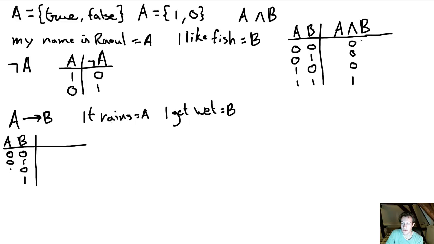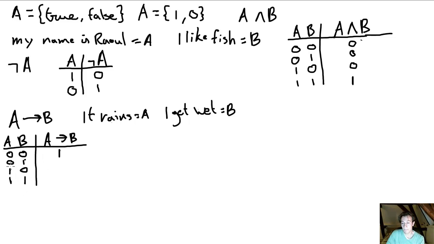I'll just always write it like this. This is 1, 1. Okay, and then we have A implicates B. Well, if it doesn't rain, then I don't get wet. So it doesn't rain, so it rains is false. And I get wet, well, I'm dry, so B is also false. So if it's dry, then I'm dry. Well, that's a good one.